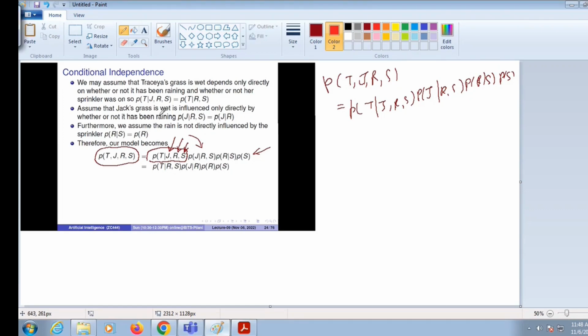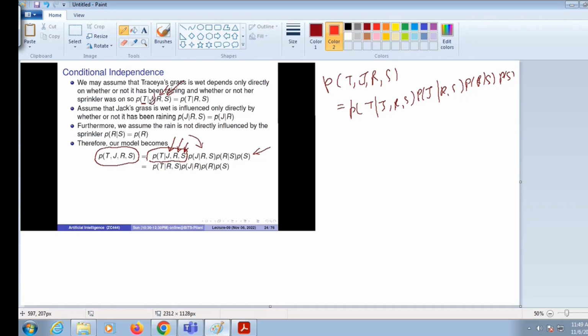T means Teresa's sprinkler was on. You may assume that Teresa's grass is wet depends directly on whether it had been raining and whether her sprinkler was on. So her grass is wet only depends upon what? Whether the sprinkler was on and whether there was rain.